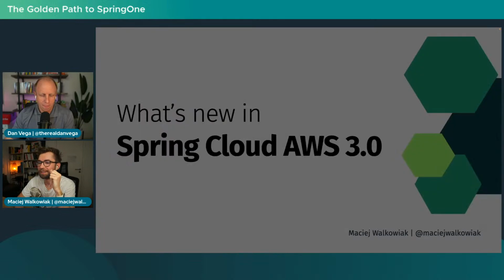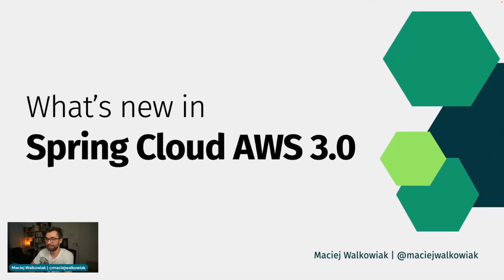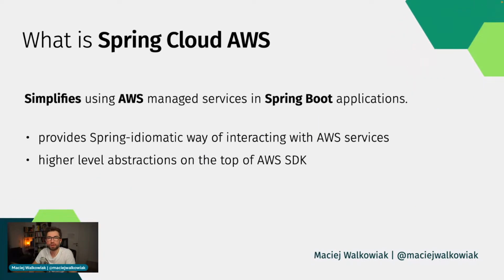Thank you, Dan. I hope my slides are visible. Today, we are going to talk about what's new in Spring Cloud AWS 3.0. And for those who are unfamiliar with Spring Cloud AWS, its goal is to simplify using AWS managed services in Spring Boot applications. So you can also think about it that it bridges the gap between the relatively low-level AWS SDK and provides a Spring idiomatic experience that you are familiar with from other Spring modules or other Spring libraries.